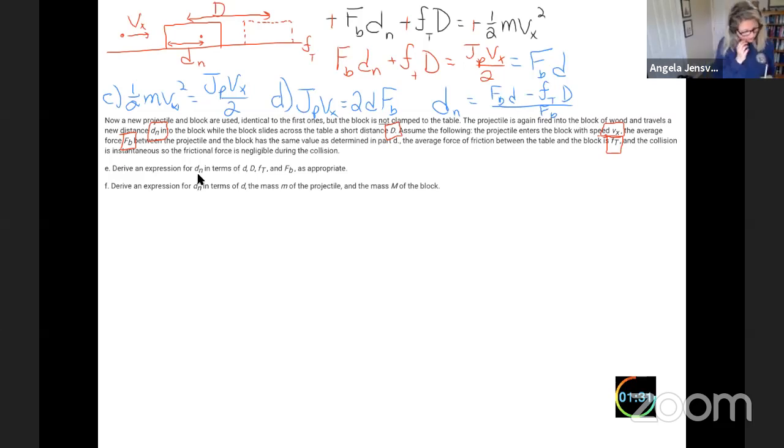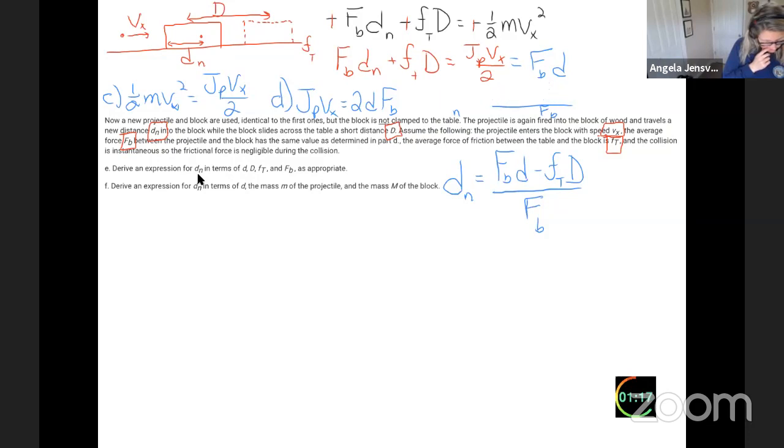Is that legible? I'm going to write it bigger down here so you guys can see it. FBD minus FTD over FB. And then I'll erase this ugliness so it looks good. Okay, all right. So that was E. Now we're going to do F.